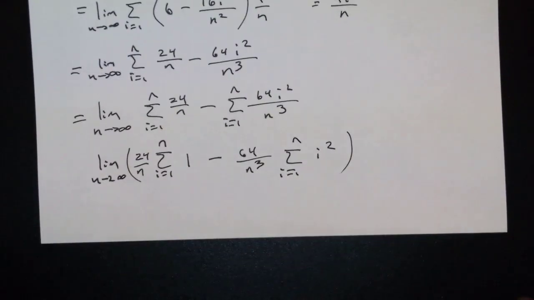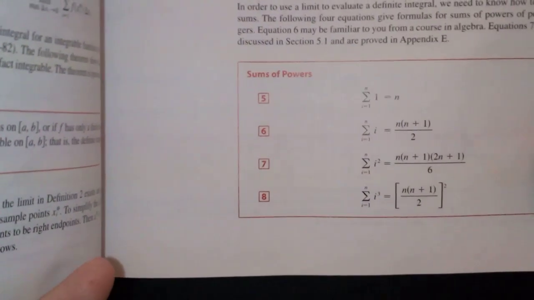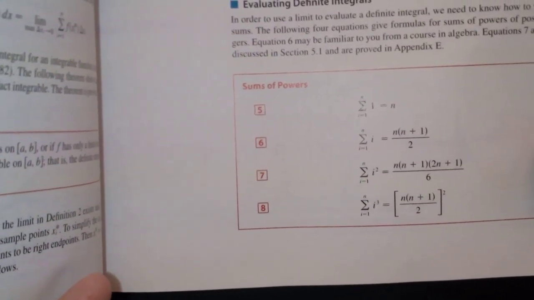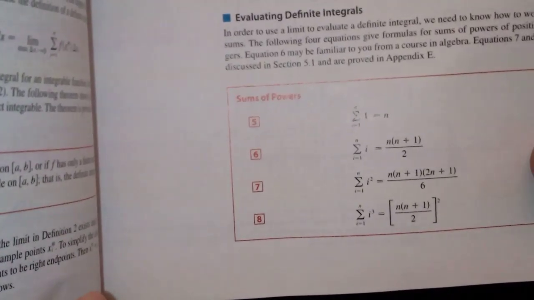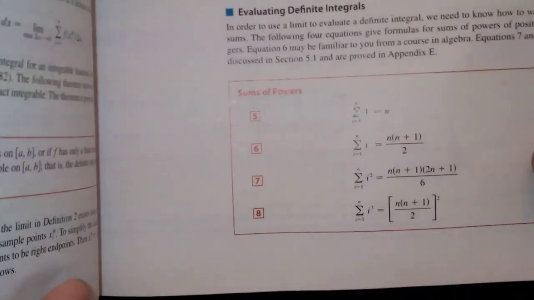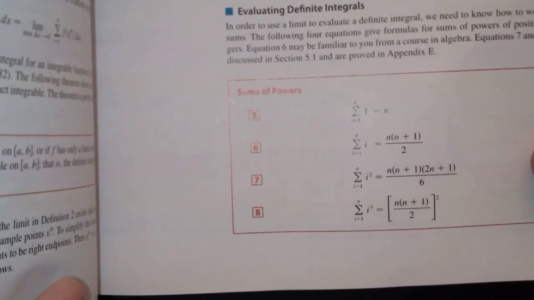I'm going to take the limit of this whole thing later. So I need to make sure I remember that that limit is out there. Now, I need the page on which theorem 4 is written. Page 387. And at the bottom of that page, I have 4 pieces of summations. Please look at line number 5 and line number 7. Because line number 5 tells me what I get when I add up a bunch of 1s. And line number 7 tells me what I get when I add up a bunch of i squares.